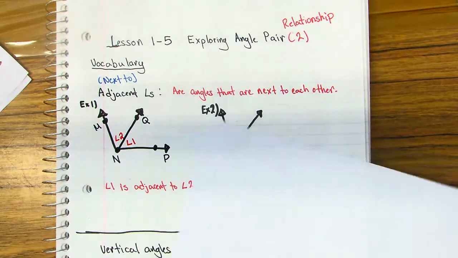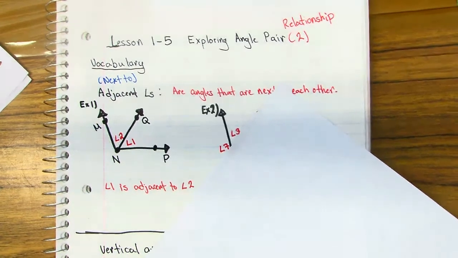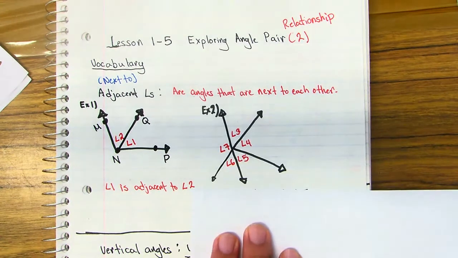The statement you're going to be writing is angle 1 is adjacent to angle 2. That's basically all you need to do. Like I said, a lot of students think that geometry is mathematical, but the majority of it is conceptual. Next one, example number 2. We're going to do some examples here.